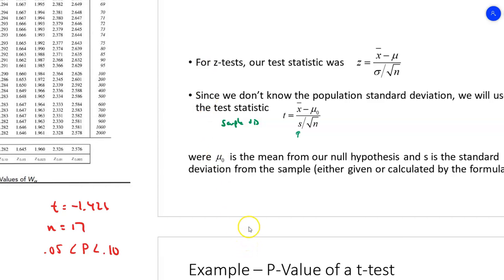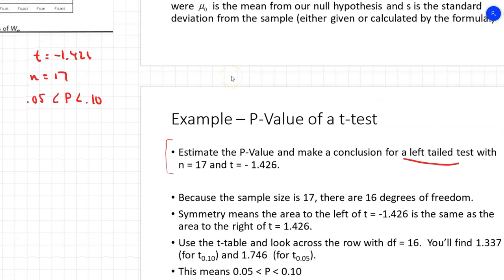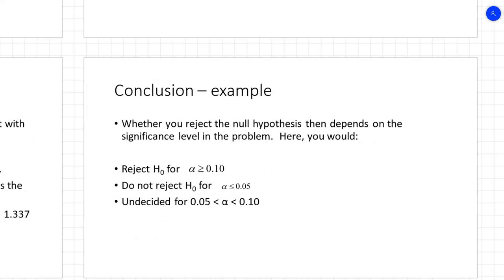So what does that mean? Well, nothing without knowing what the significance level is. So if the significance level is above 0.1, then you would reject the null. If it's less than 0.05, then do not reject. Now, if your significance level for some reason is like 0.07 or something like that, then that's undecided. You don't have enough information at that point to decide whether or not to reject the null hypothesis.